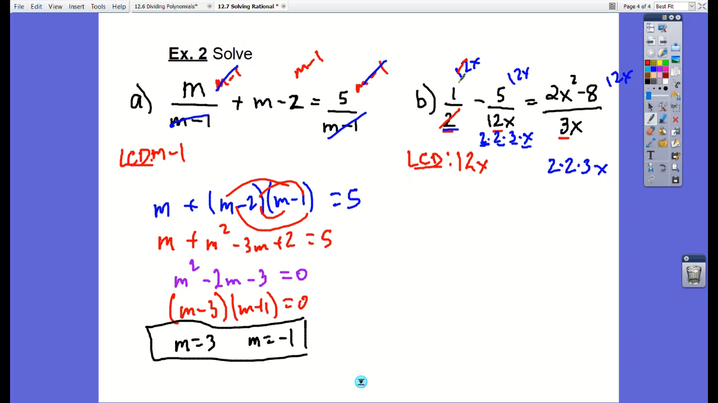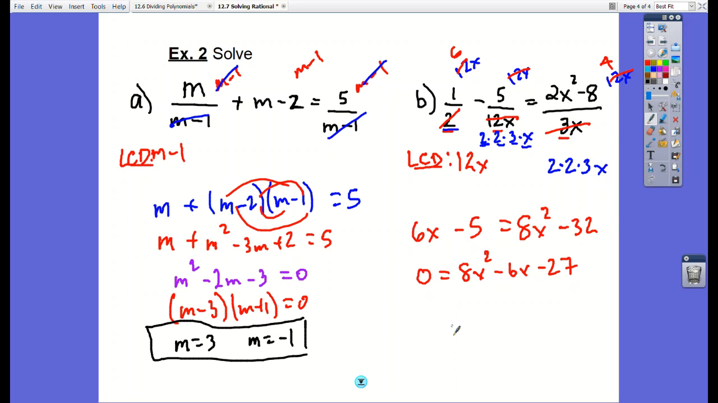So 2 goes into 12 6 times. We'll be left with a 6x. 12x goes into 12x once. You're left with a minus 5. 3x goes into 12x 4 times. Distribute to get 8x squared minus 32. Get everything to one side. 0 equals 8x squared minus 6x minus 27.